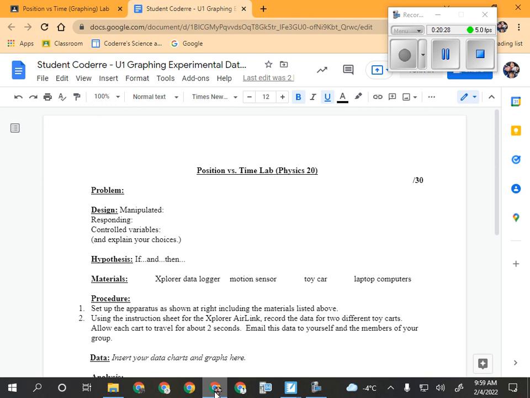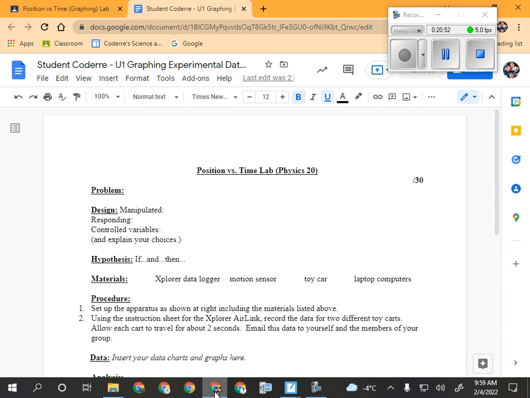All right, after that, you're going to have your hypothesis. A hypothesis should be an if, and, then statement. The if part talks about the problem. The and part describes the experiment, and the then part talks about your expected findings.